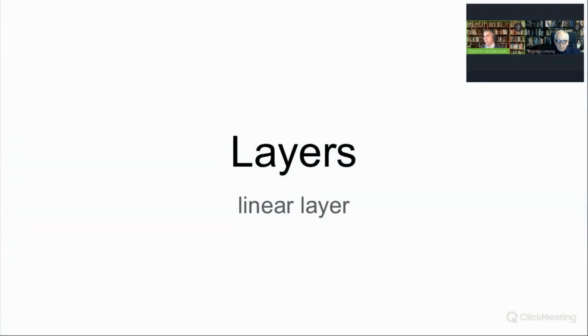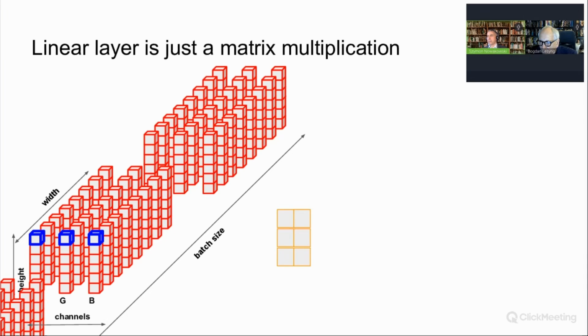Okay, so now let's go to a short introduction to the layers. And the first layer will be a linear layer. Then we will cover the convolutional layers, and that's it. Those 2 types of layers will be covered today. So a linear layer is just a matrix multiplication.